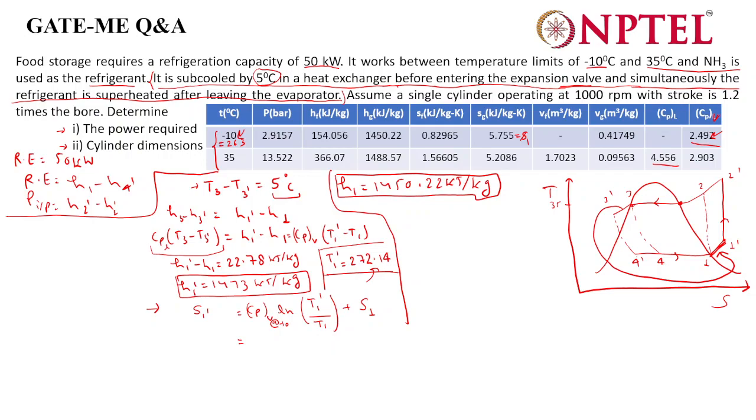It's 5.84. Yeah, how much is it? 5.848. 5.84, right? Others are the same, right?